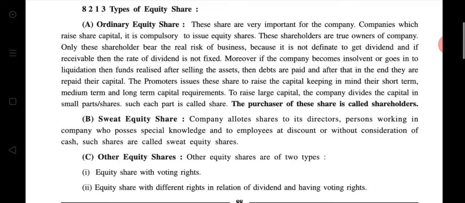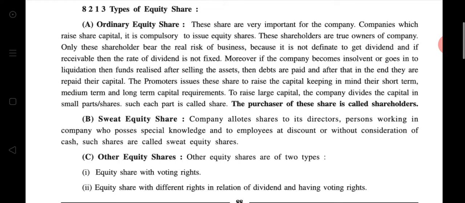Moreover, if a company becomes insolvent or goes into liquidation, then the funds realized after selling its assets first pay the debts, and after that, in the end, they are repaid their capital. That means in every situation, equity shareholders' right comes in the end.